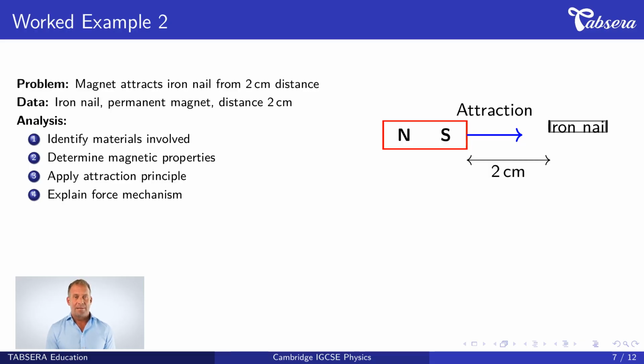Example 2 applies magnetic principles to real materials. The problem is, a magnet attracts an iron nail from 2 centimeters distance. The data shows a permanent magnet, an iron nail, and a separation distance of 2 centimeters.